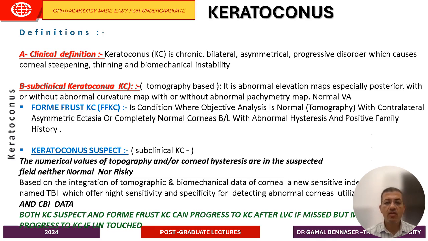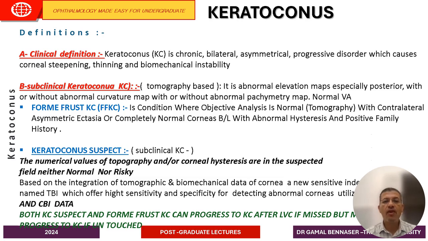Now, the forme fruste keratoconus, as we said that keratoconus is a bilateral disease. If you find a patient with documented unilateral keratoconus in one eye and the other eye is completely normal topographically and clinically, we cannot say that this is a normal eye because keratoconus is never a unilateral disease. This is named a very asymmetric ectasia or forme fruste keratoconus. So forme fruste keratoconus is a normal eye topographically and clinically with a contralateral documented keratoconus. This is known as forme fruste keratoconus.